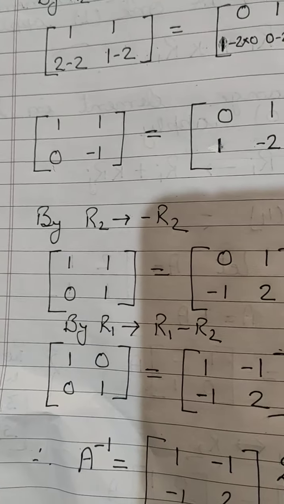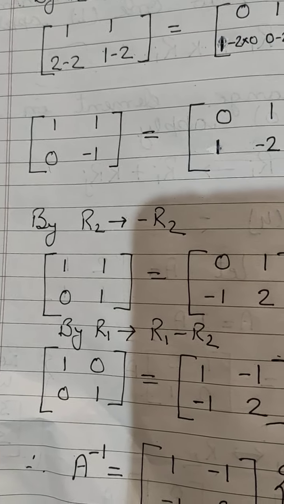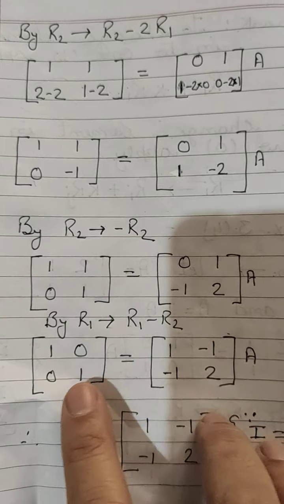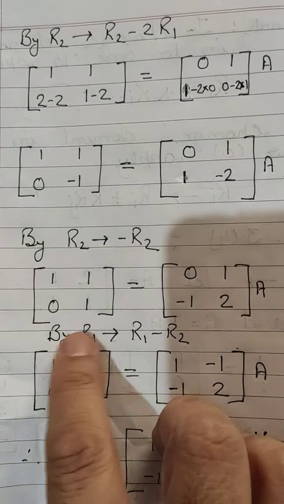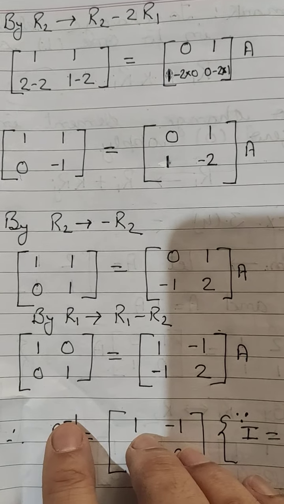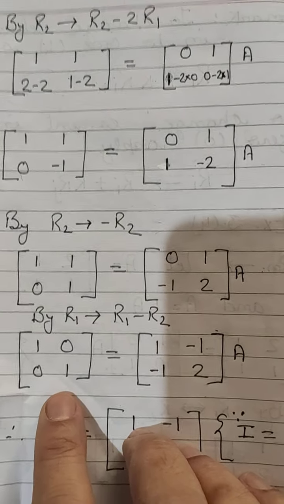What property you will apply in LHS, the same property you have to apply in RHS. After applying, we are getting this LHS completely in which form? Identity matrix. So our algorithm is complete.